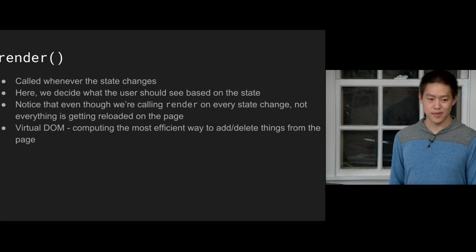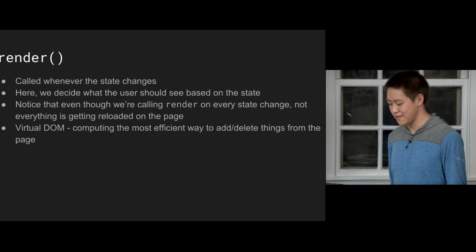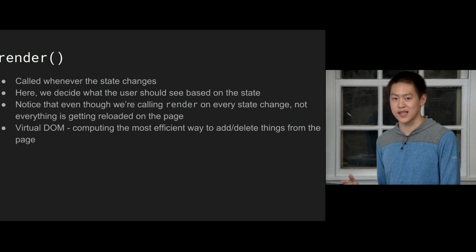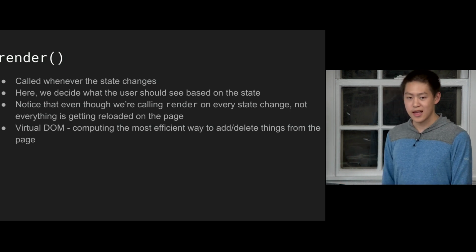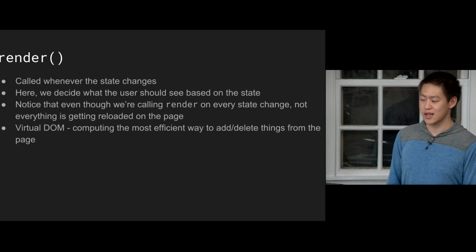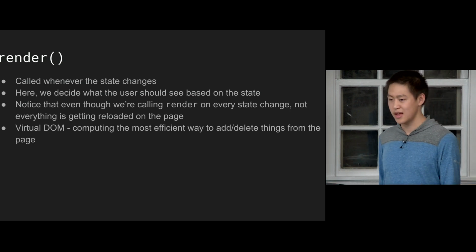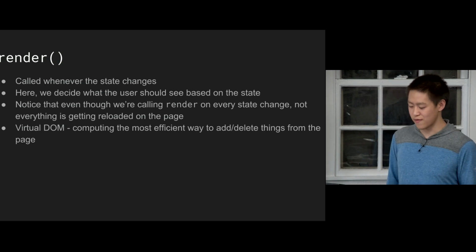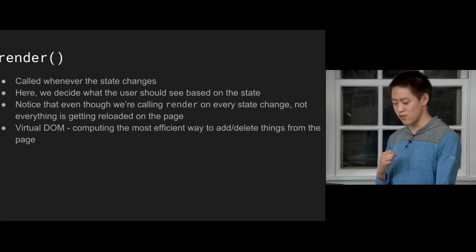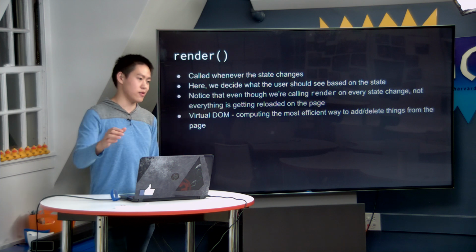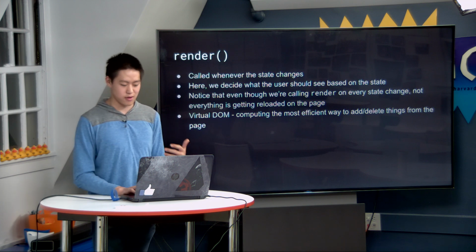And then finally, there's a method called render, which every component must have. And this is called whenever the state changes. And here is where we decide what the user should see based on the current state and the props. And even though whenever we change the state, we're calling render, not everything is getting re-rendered to the page or the DOM. And this is because of something called the virtual DOM. What's happening is render is changing the virtual DOM, but React is doing extra work for us to be able to compute the most efficient way to change the actual DOM on the web page such that your pages are loading really, really quickly.